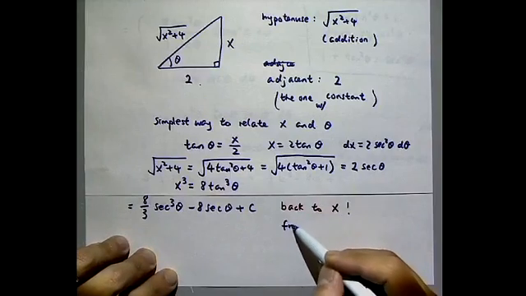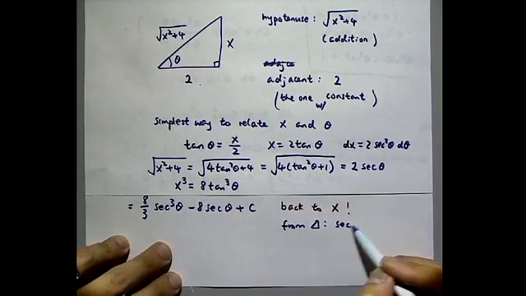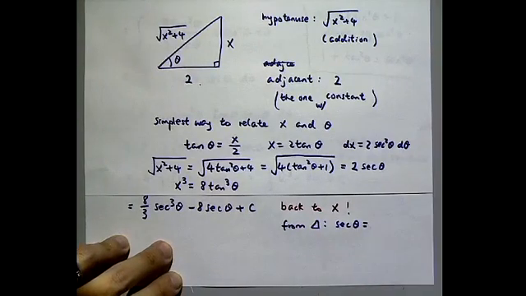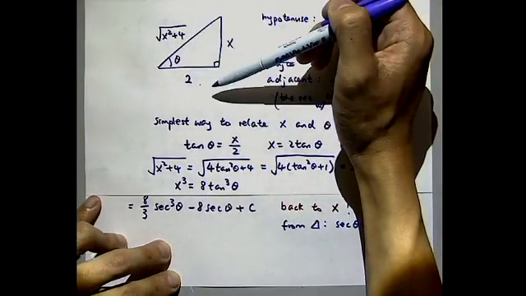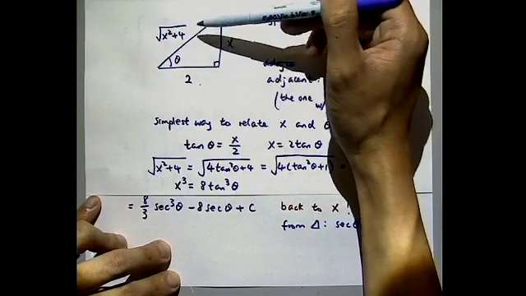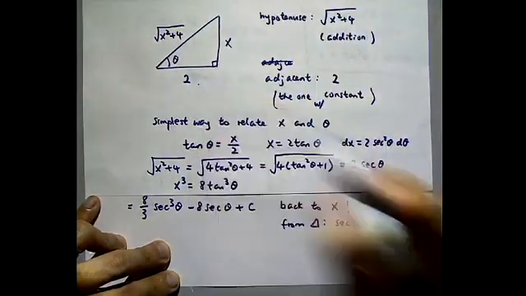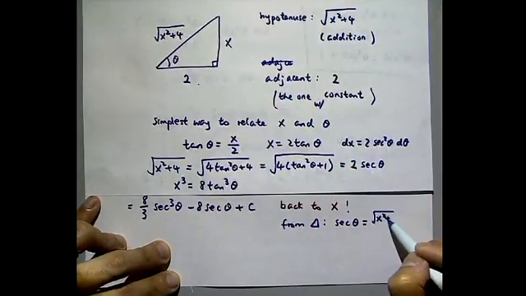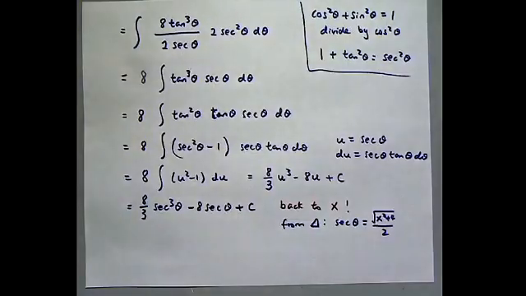So from the triangle, secant is what? Hypotenuse over adjacent, right? Because cosine is adjacent over hypotenuse, secant is the other way around. So it's a radical x squared plus 4 over 2. Okay, then you toss that in there and you are done.